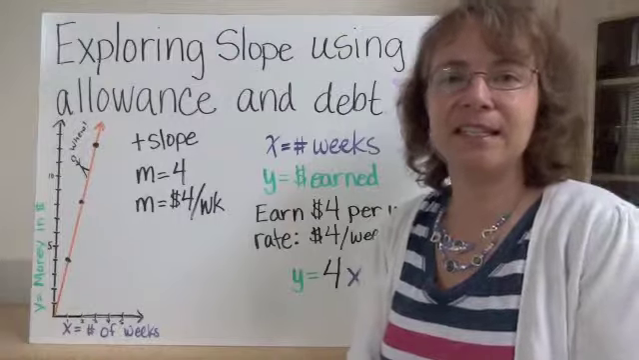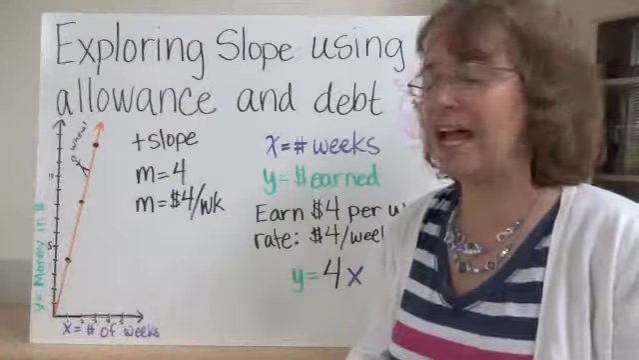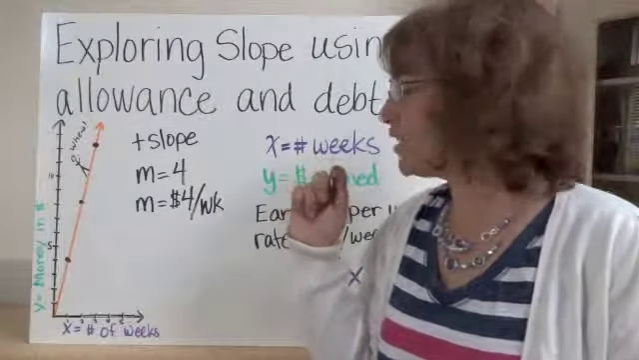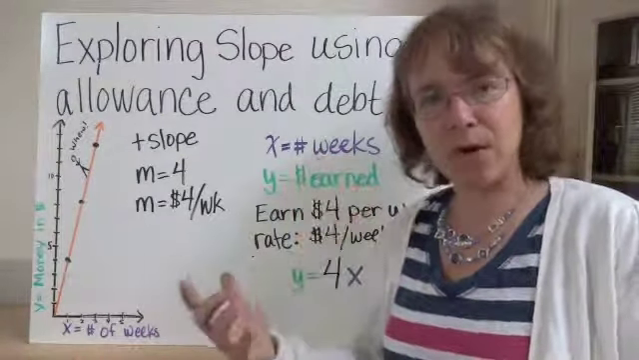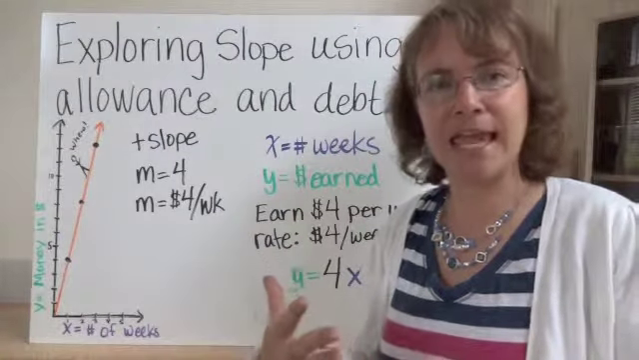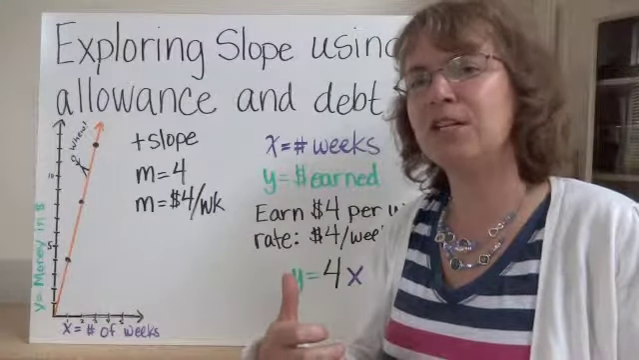So that is his allowance for the week. If he works half a week, he also makes $2, any fractional of the week, therefore. So let's look at how much money he's going to make. Well, if he works for 1 week, he's going to make $4. 2 weeks, he's going to make $8. If he works for 10 weeks, he's going to make $40.